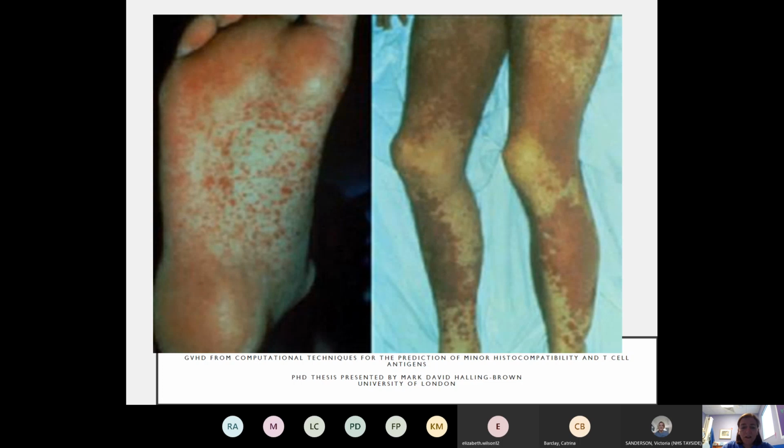That's nasty, as you can see, and I think the soles and the palms is an important place to look because it's rare to get rashes there. In the context of a post-transplant patient, that's an important discriminator.